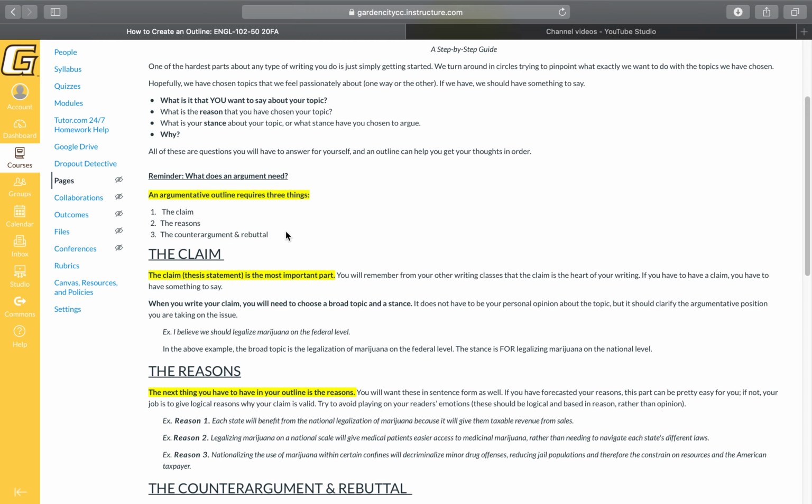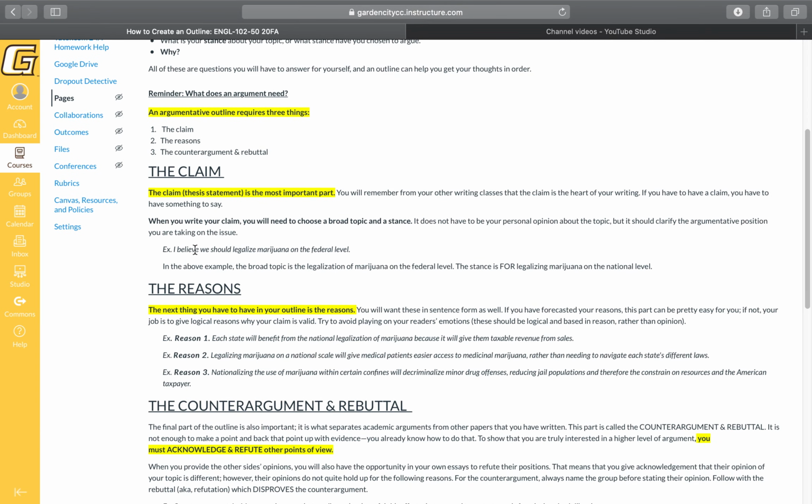When you have an argument, you need to make a thesis claim. This is basically the topic and the stance that your argument is taking. So, for example, the example we have here is that the argument is, I believe we should legalize marijuana on a federal level. So this is an actionable claim. It's something that can be acted upon in a very specific way.